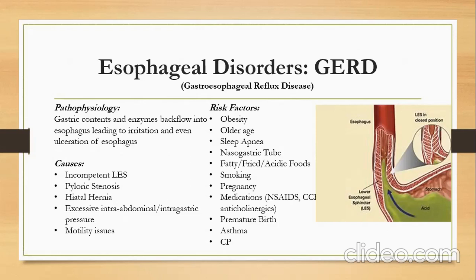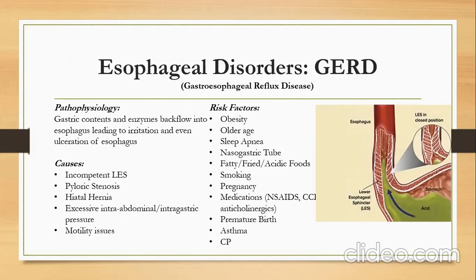NG tube, obviously when you put an NG tube in, and we'll talk about those next week when we talk about bowel obstructions, but it's going in the nasal cavity, passing the pharynx and into the esophagus and down to the tip. The tip should be in the stomach. So it's going to what? Open up the LES. It's going to leave it open.